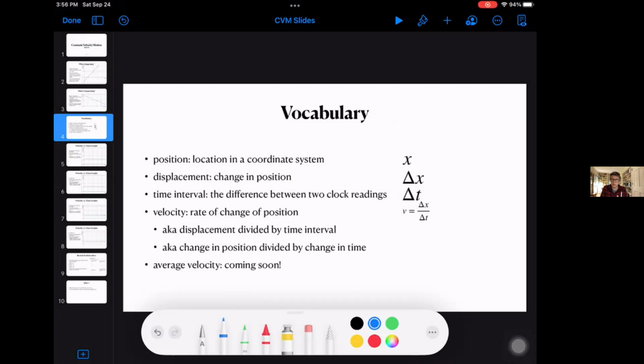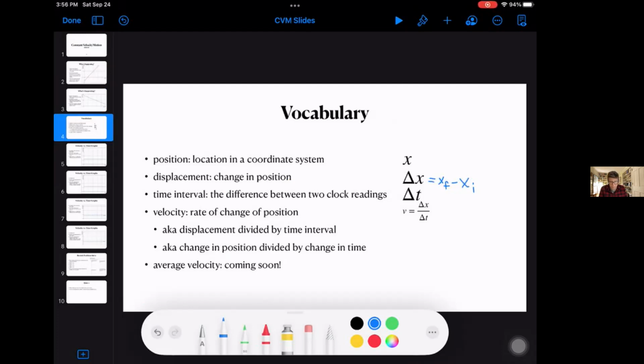Displacement is the change in that quantity. Just a reminder that the symbol here, delta, for displacement, change in position, that implies we're talking about this, where x sub f is final position and x sub i is initial position.